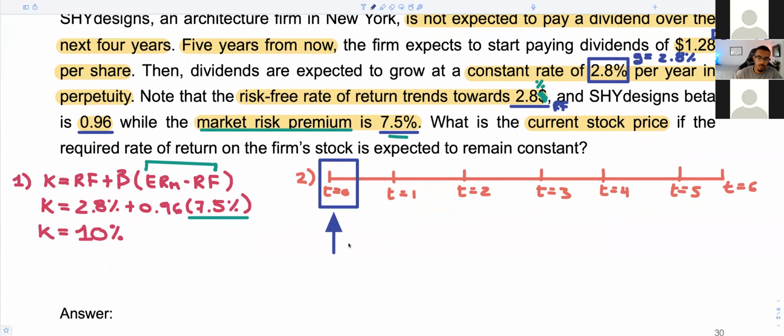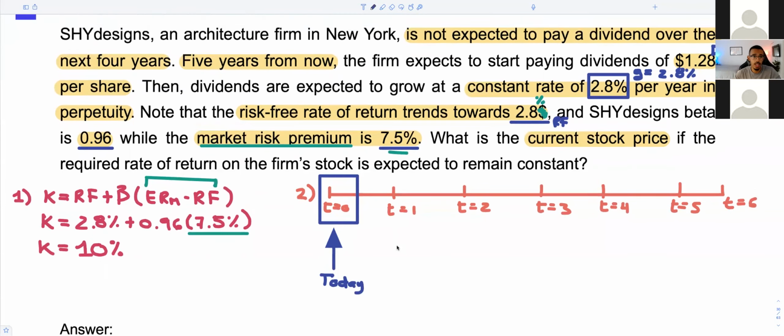Okay, so that's us today. However, our timeline is suggesting that we're expected to receive a dividend 5 years from now. So there will be no dividends at T1, no dividends at T2, no dividends at T3, and no dividends at T4. However, there will be a dividend of $1.28 at T5. And that's going to grow by G to D6, and so on and so forth forever. Okay, so we know that's going to be the case forever and ever, all the way to here.